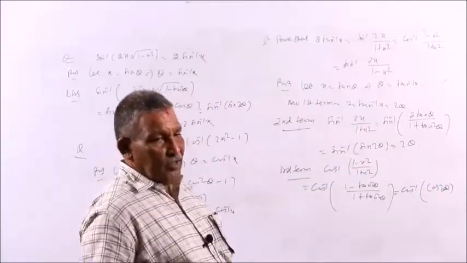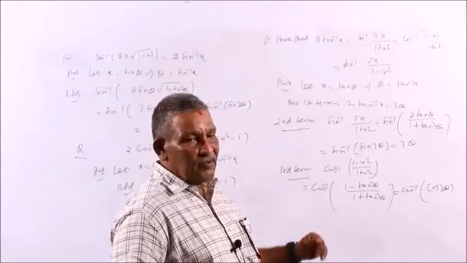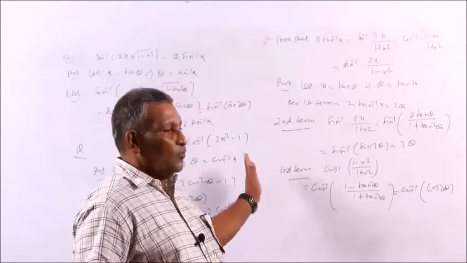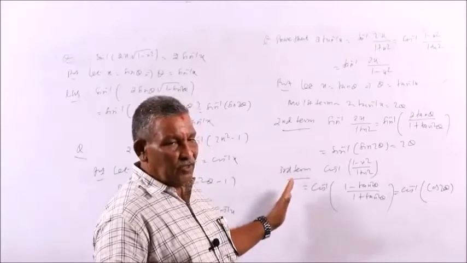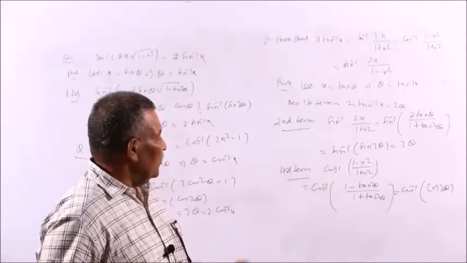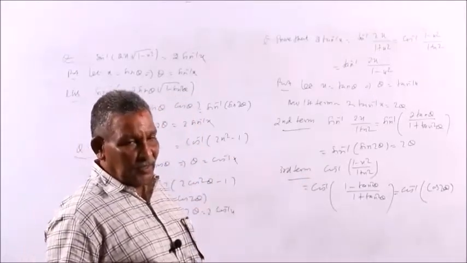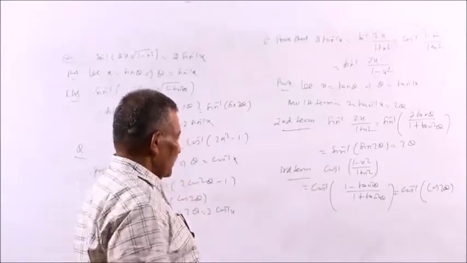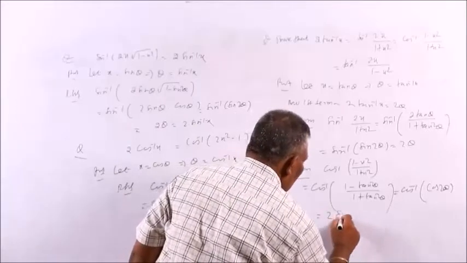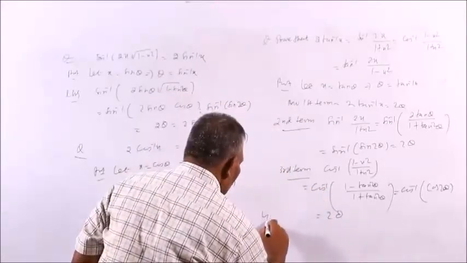So here one thing you will remember, cos 2 theta has several formulas. In terms of both cos and sin, that is cos square A minus sin square A. In terms of sin only, 1 minus 2 sin square A. In terms of cos only, 2 cos square A minus 1. In terms of tan, 1 minus tan square A by 1 plus tan square A. That is 2 theta.